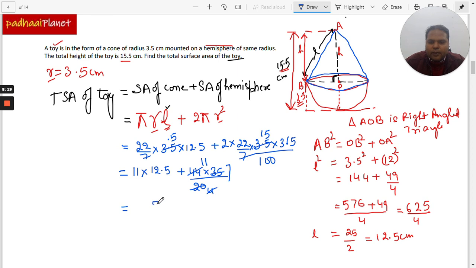5 elevens are 55, 5 carry, 27, 2 carry, and this is like 13, 137.5 plus 77, right? So the final answer comes as 0.5, 7 plus 7, 14, 1 carry, 4 plus 7, that's 11, 1 carry, and that's like 2. So this is the final answer, and that's the area of the toy.